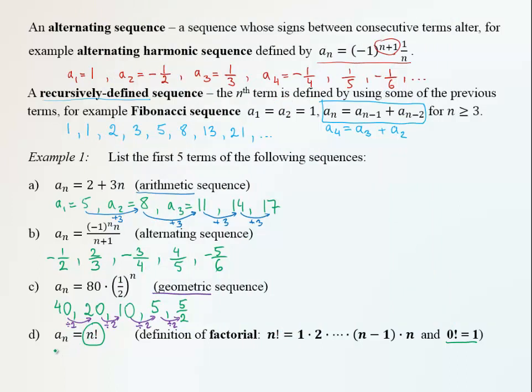Okay, let's list the first 5 terms of the sequence. 1 factorial is just 1. 2 factorial means 1 times 2, so it's 2. 3 factorial is 1 times 2 times 3, so it's 6. 4 factorial is 1 times 2 times 3 times 4, so it's like 6 times 4. Oh, it's 24. And the last one, 5 factorial, if this is 24, we still need to multiply it by 5. That turns out to be 120. You see the numbers are growing really fast, but we've been asked only for the first 5 terms.